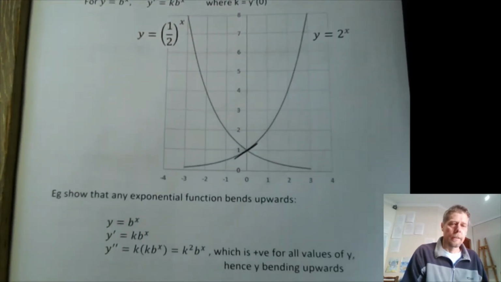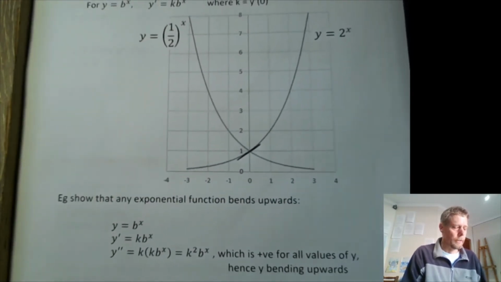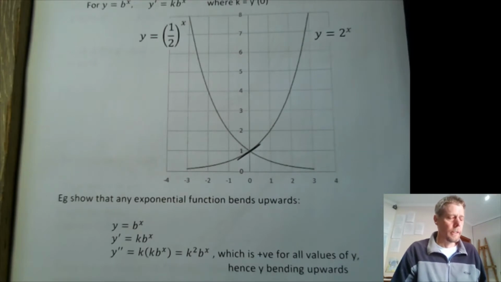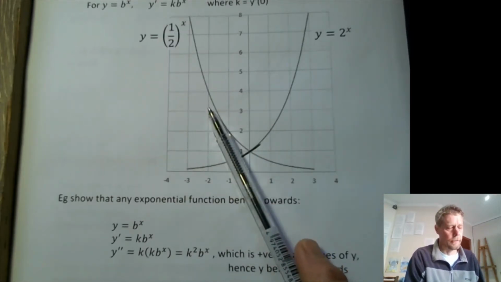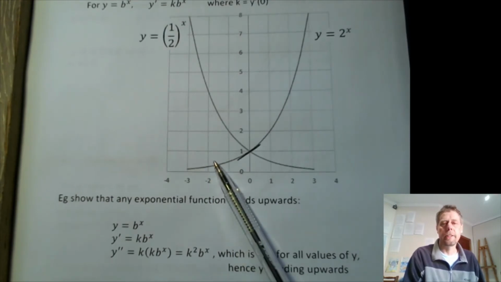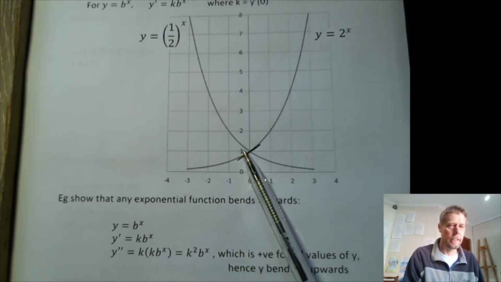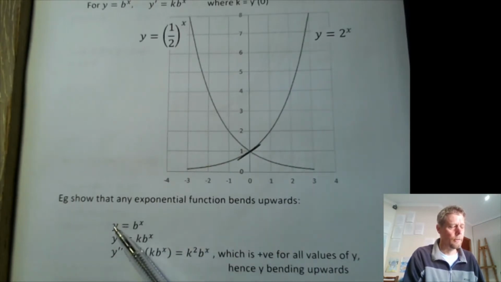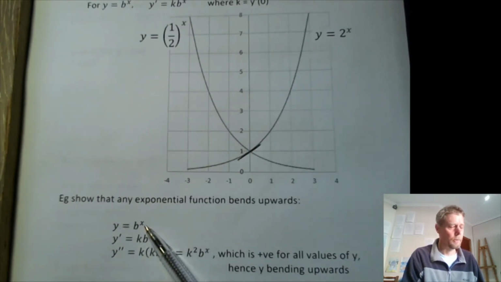Now, let's see. If I look at this graph, I see that y is bending upwards. And then I'm saying that y dash is very similar. It's also an exponent. It's also bending up. Let's see if that's true. So if y equals b to the x, and what we've just said is that y dash equals k, some constant, times b to the x.